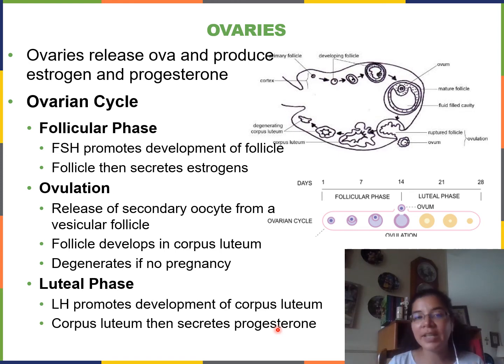Progesterone is being secreted with the idea that the egg will be fertilized, and so we'll get a zygote, a fertilized egg, and that fertilized egg will travel through the fallopian tube into the uterus and implant. Once it implants, we're going to have an embryo develop into a fetus, with the idea of a live birth after 9 months or 40 weeks.